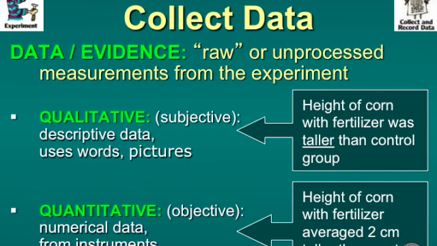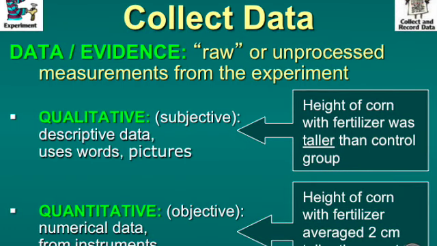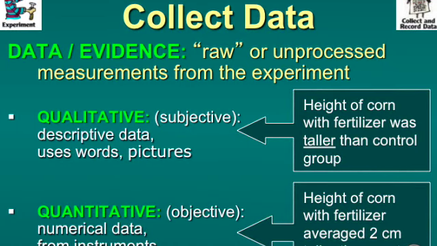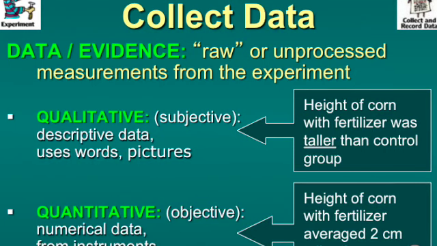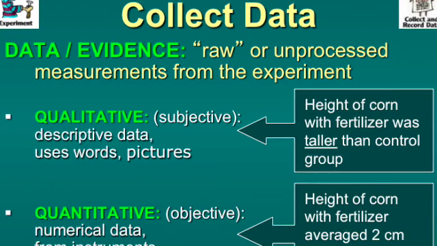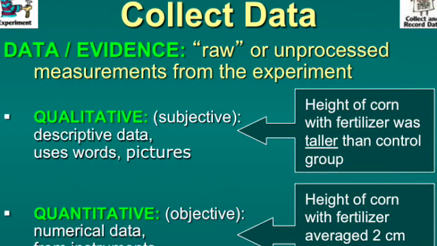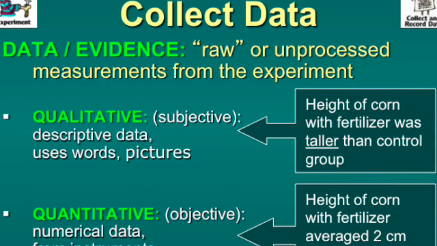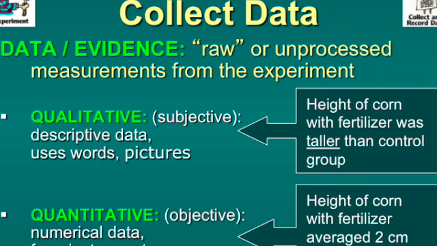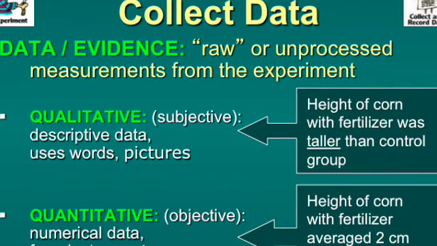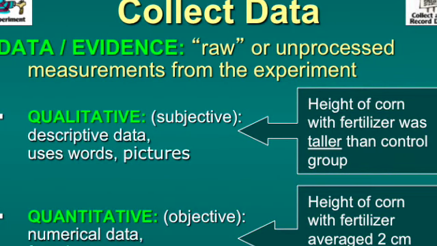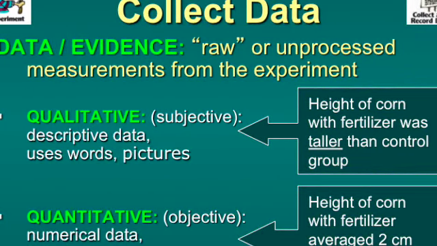So when you collect data, it's often raw or unprocessed measurements, meaning that you're basically just left with a bunch of numbers typically, or sometimes descriptions. And there are 2 types of data that you can get. The first type is qualitative, so kind of like the word quality. It is descriptive in nature. It typically uses comparisons, sometimes pictures, and an example of this would be that the height of the corn with fertilizer was taller than the control group.